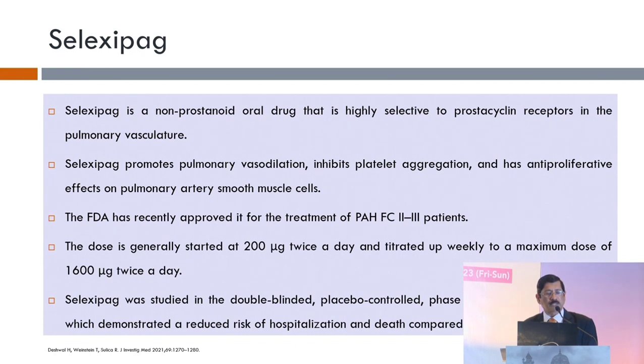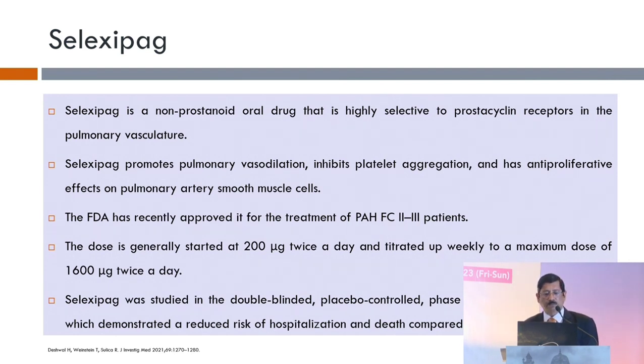Now coming to selexipag, again a good molecule. It's a non-prostanoid oral drug that is highly selective to prostacyclin receptors. It promotes pulmonary vasodilation and inhibits platelet aggregation. It has been approved by FDA for functional class 2 and 3 patients. Dose is start low and go slow. Start with 200 micrograms twice daily. You may increase it up to 1600 micrograms twice daily.